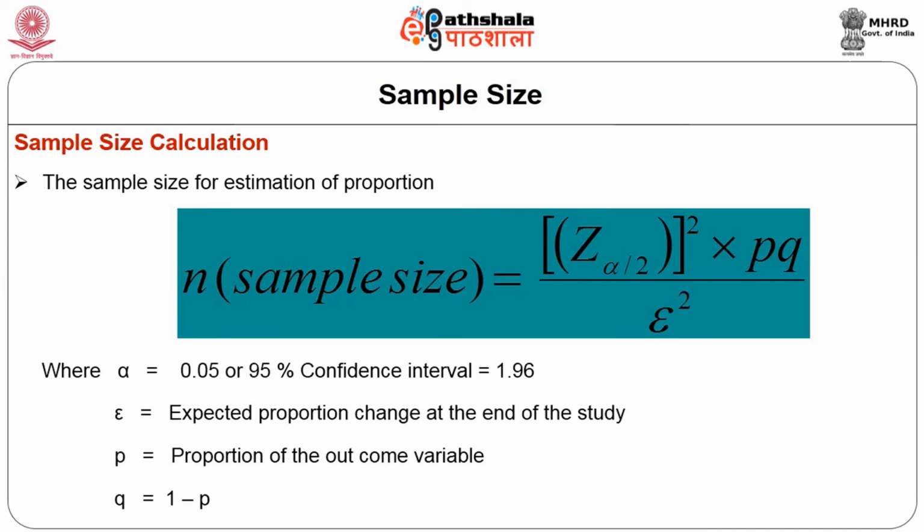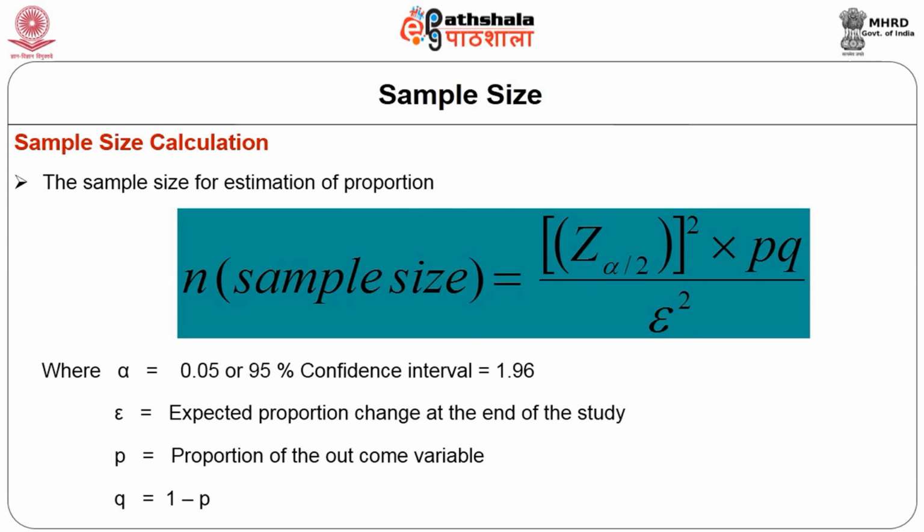Therefore, Z alpha by 2 is 1.96, which you can take from the textbook; that is a standard. P is the prevalence of the particular disease or symptom, considered as a proportion: 50% means 0.5, 30% means 0.3, and correspondingly Q is nothing but 1 minus P. Epsilon is the amount of change you want to effect in this research. If from 50% you want to reduce to 30%, you are going to affect by 20%. Therefore, epsilon will become 20%. Based on that, you substitute your values into the formula and get the sample size required for this kind of problem.